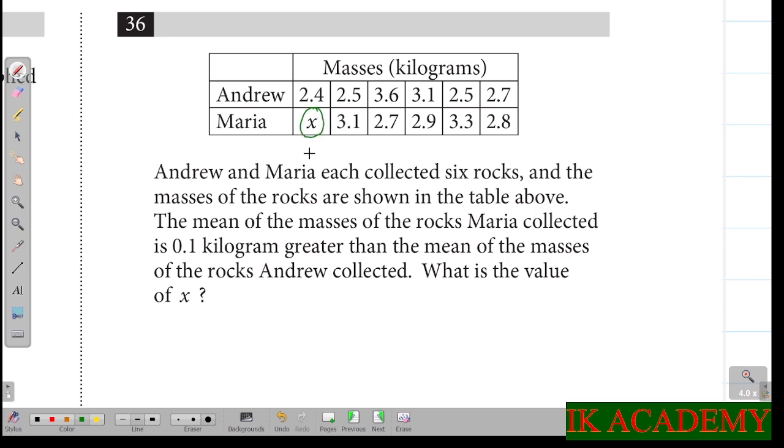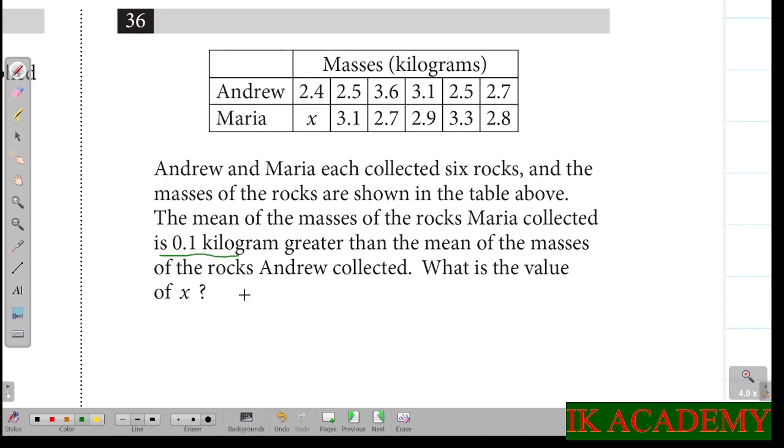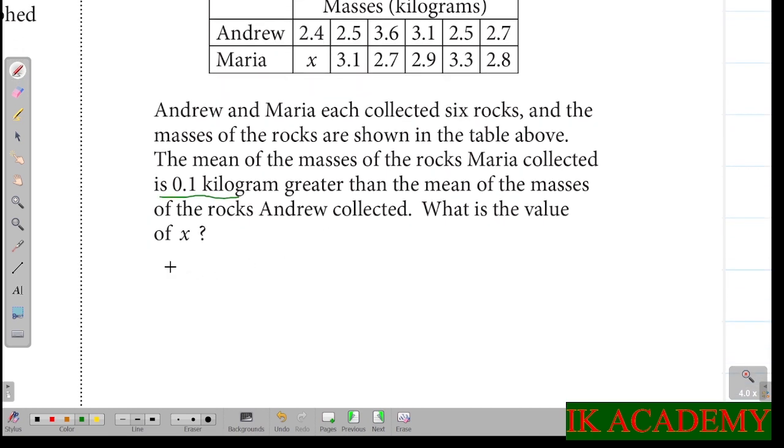So here one piece of information is missing. It says that the mean of the masses of the rocks Maria collected is 0.1 kilogram greater than the mean of the masses of the rocks Andrew collected. First of all, let me write down the formula for the mean. So mean is equal to the sum of terms divided by the number of terms.